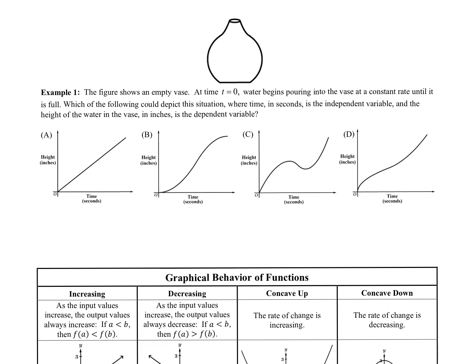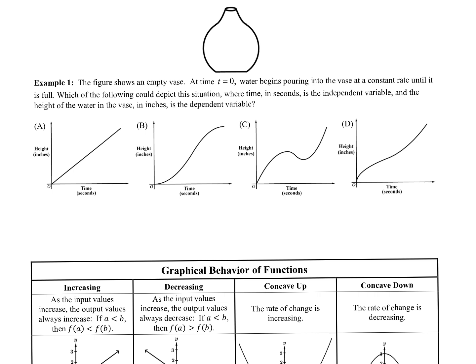All right, I got my first reader of the year. Who's got me? I got you. Go, Robbie. Let's do it. The figure shows an empty vase. At time t equals 0, water begins pouring into the vase at a constant rate until it is full. Which of the following could depict this situation where time in seconds is independent variable? Love it. And the height of the water in the vase in inches is a dependent variable.